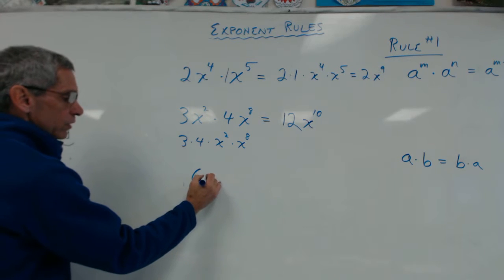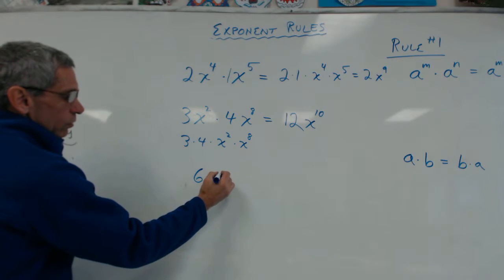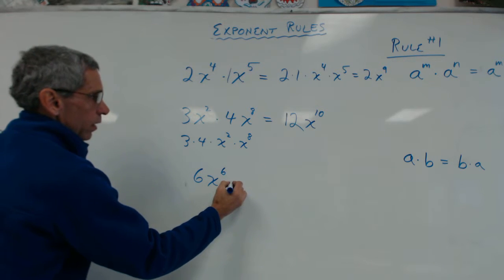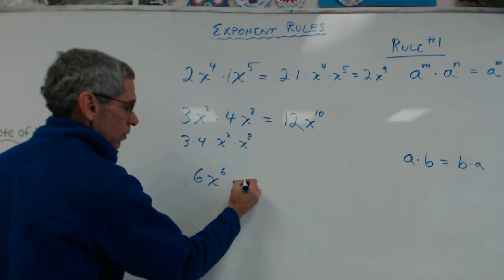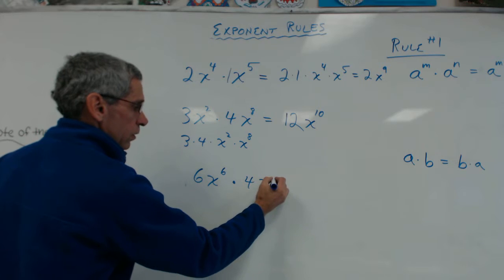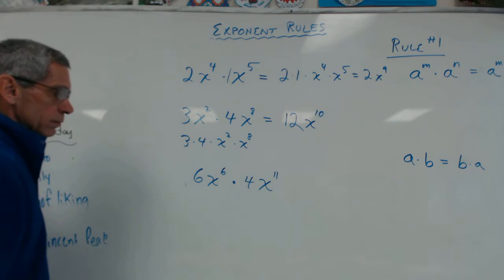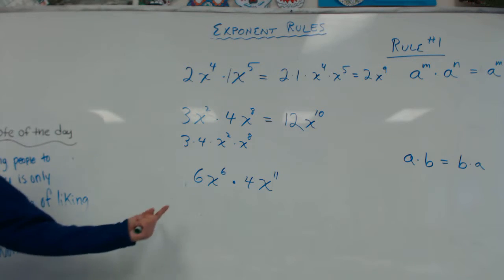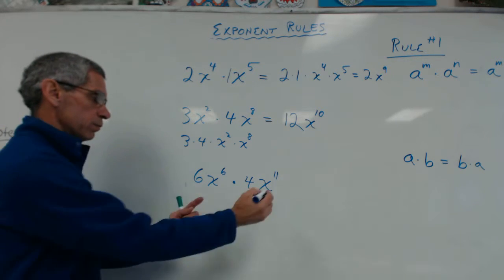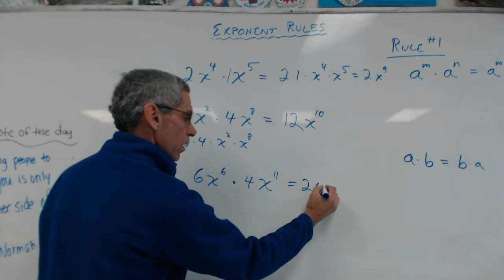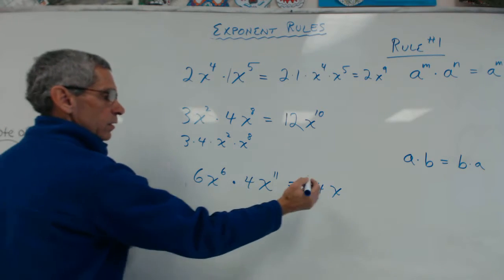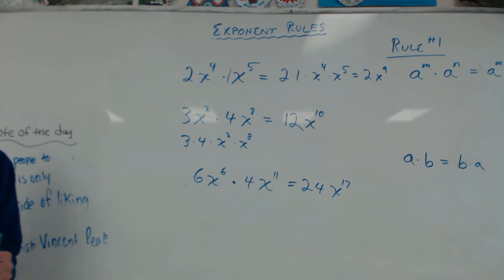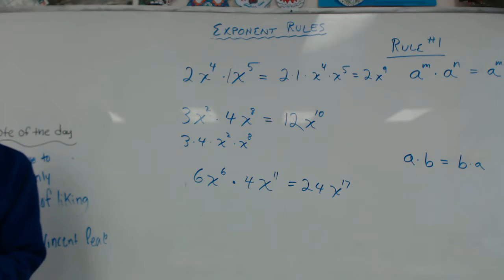What if I gave you 6x to the 6th times 4x to the 11th? What would it be? 6 times 4 is 24. Yeah, 24x to the 17. 6 plus 11 is 17. Fist of 5, you guys get this? Is it making sense to you?